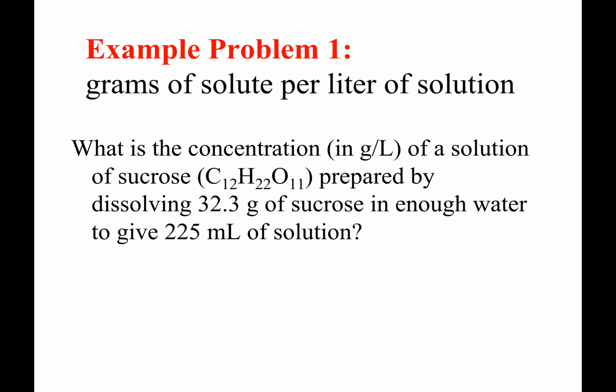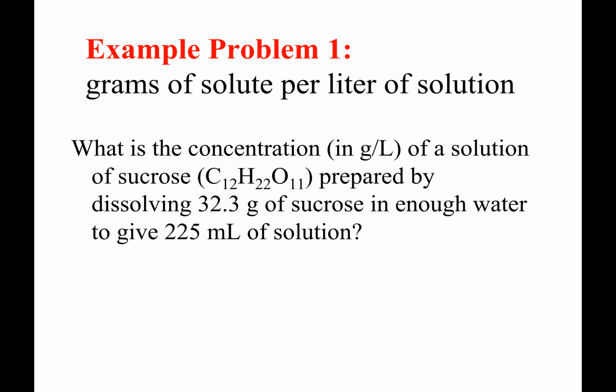So 32.3 grams of sucrose, just SUCC, are dissolved in water, and the total solution, SOLN, volume is 225 milliliters. When I work a problem like this, a lot of times I will put what the target units are. So what is the concentration in grams per liter? What we're after are grams of the solute, in this case sucrose, per liter of solution. That's our target.